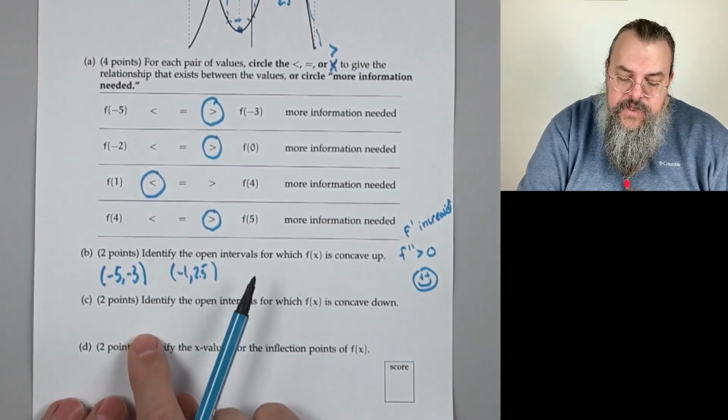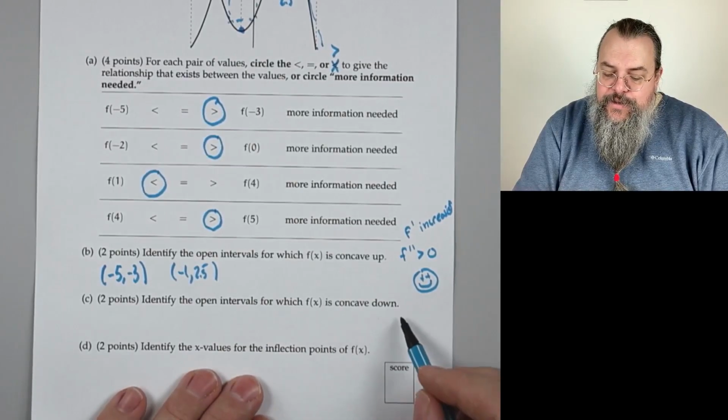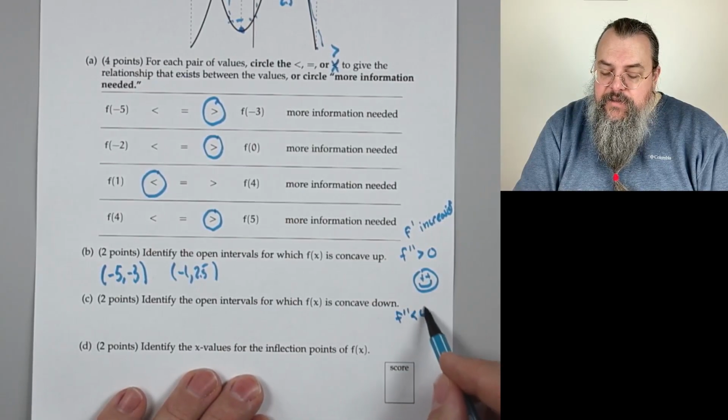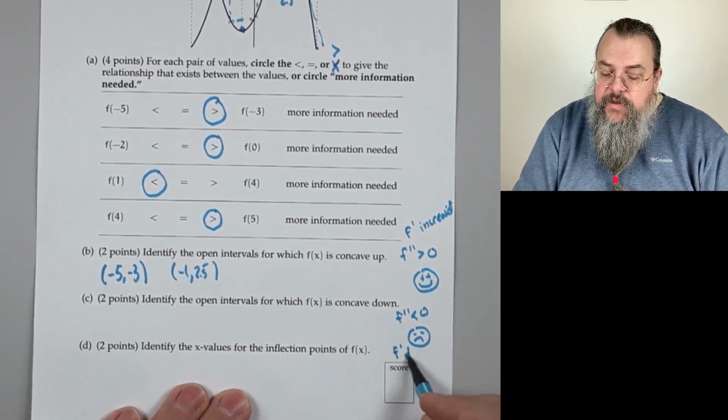Now, part C. When is it concave down? Well, of course, no surprise, that's f double prime less than 0. And that's when f prime is decreasing. That's when we're going down.